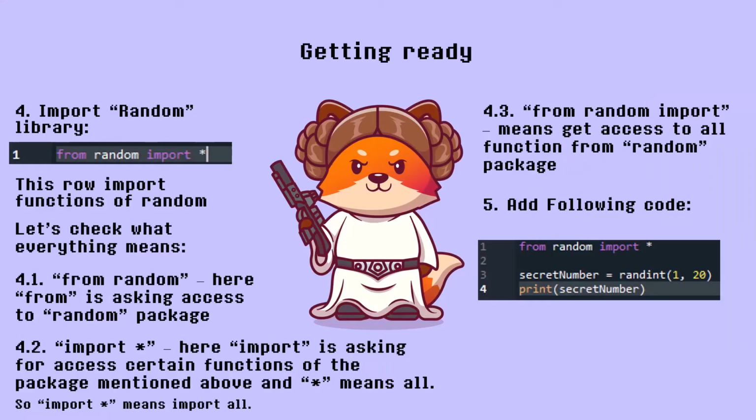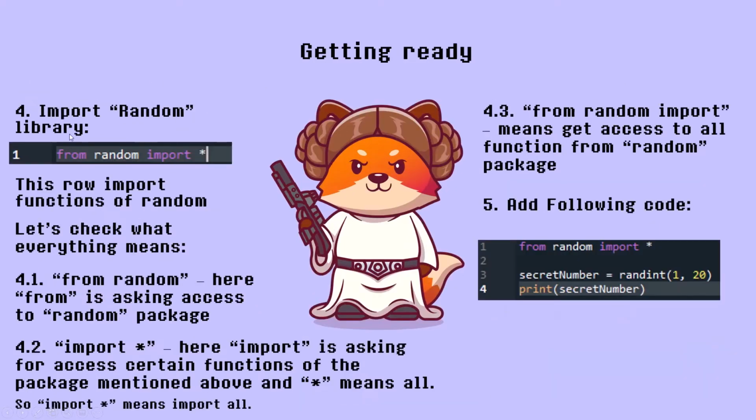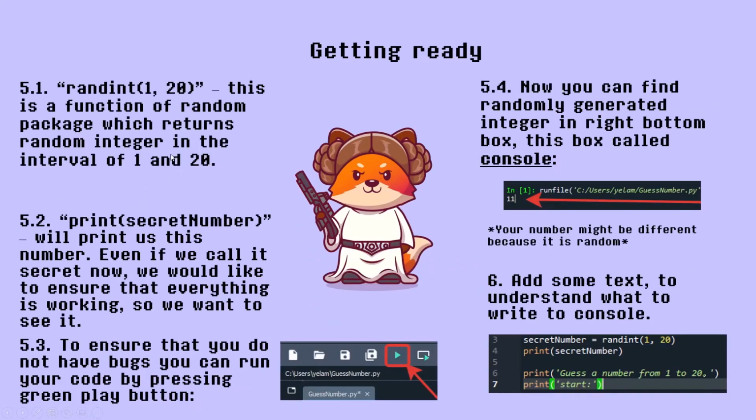So next, let's check what everything means. Randint: rand means random, and int means integer, so random integer. From 1 to 20, here you write the value of the beginning, and here you write the value of the ending. This function of the random package, which we already imported, will return us a random integer.